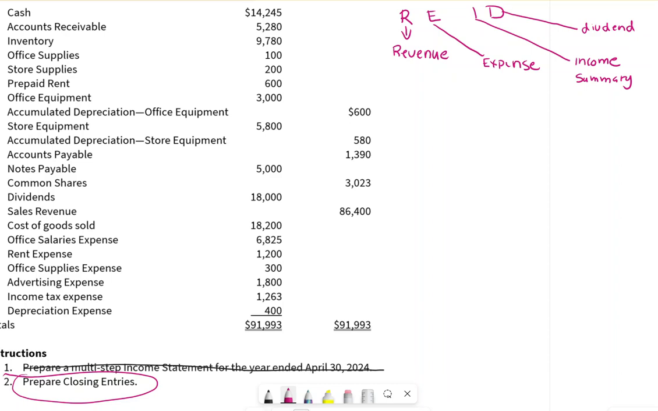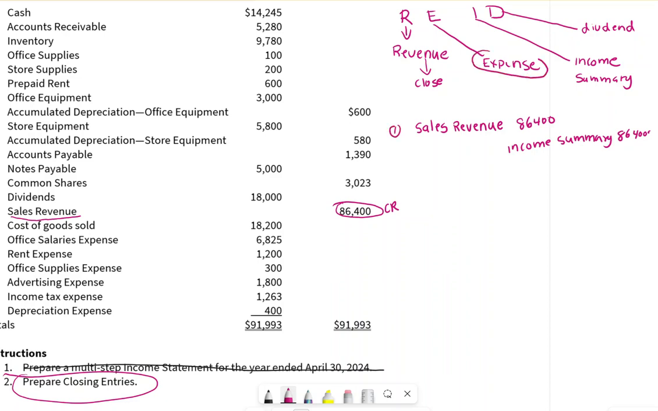So the first one is my revenue account, and that is 86,400. The normal balance in my revenue account is a credit balance, and I needed to close it. If I close it, I need to do a debit. So I will do sales revenue as my debit, 86,400, and I will credit my income summary. Again, income summary is a temporary account, just there for my closing entry. So that will be my first entry, to close your revenue.